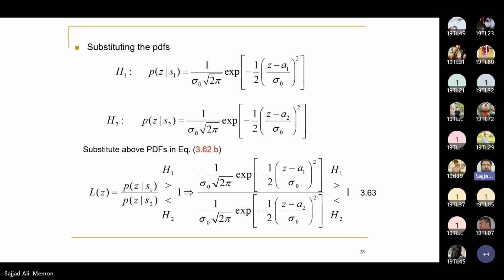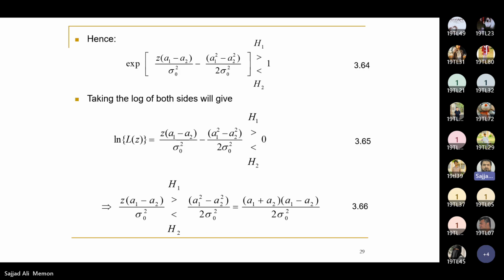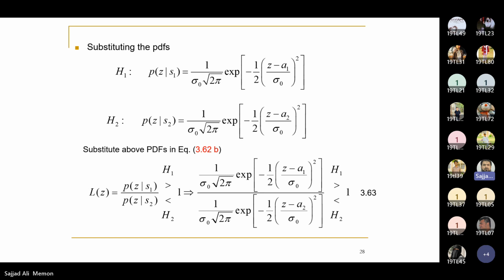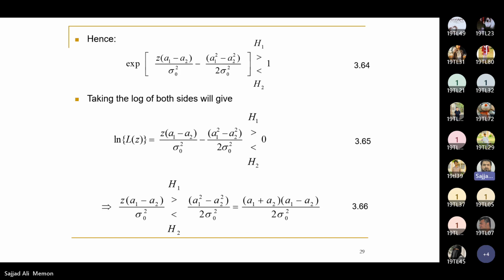When you solve this one, you can see this expression is the same, so we cancel out. Even the 1/2 is the same. This one is also the same. This one is also the same. We have Z (A1 minus A2) minus (A1 squared minus A2 squared)/2. So when you solve 3.63, you will have this 3.64.